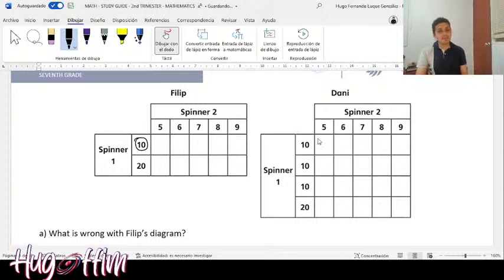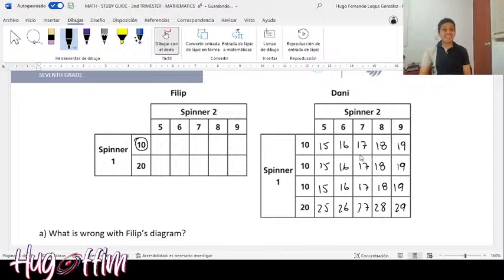Now I'm going to add both numbers because I want to know what happens if we add both results of the spinners. So I got 15 here, 16, 17, 18, 19, again the same numbers, and again the same numbers. Plus 10, so 25, 26, 27, 28, 29.